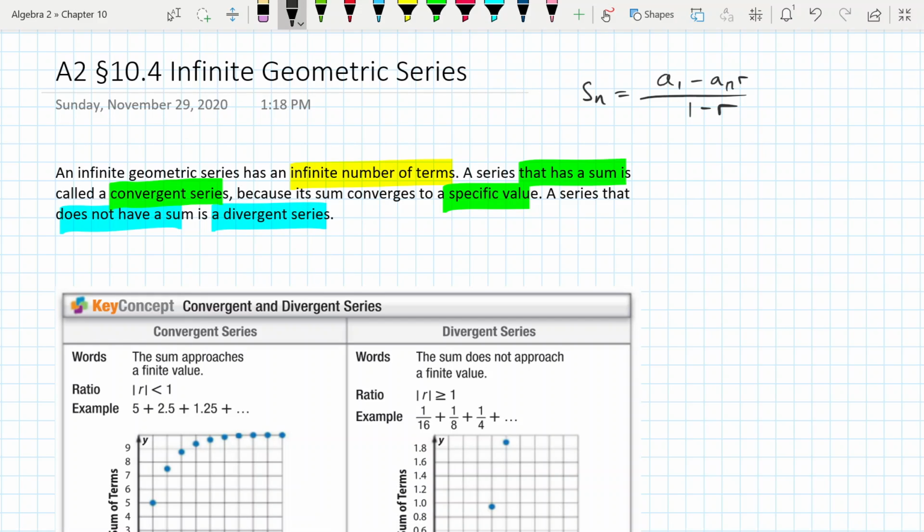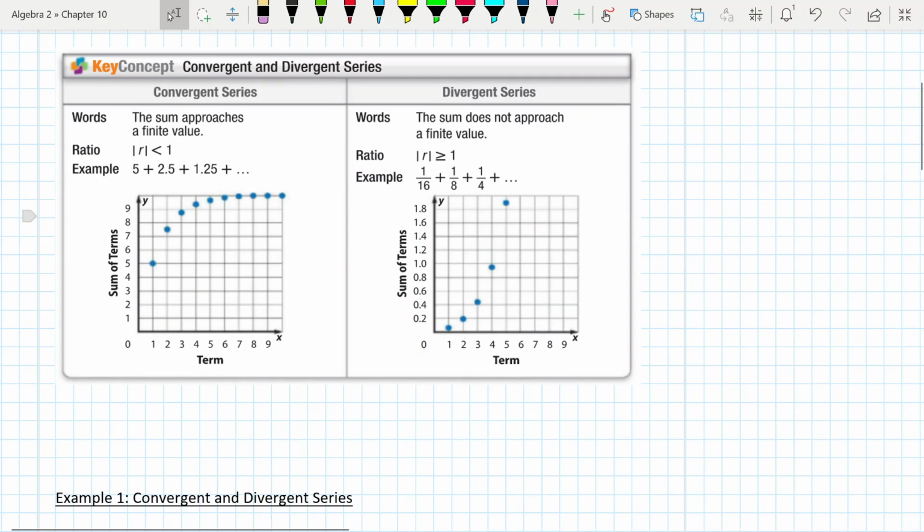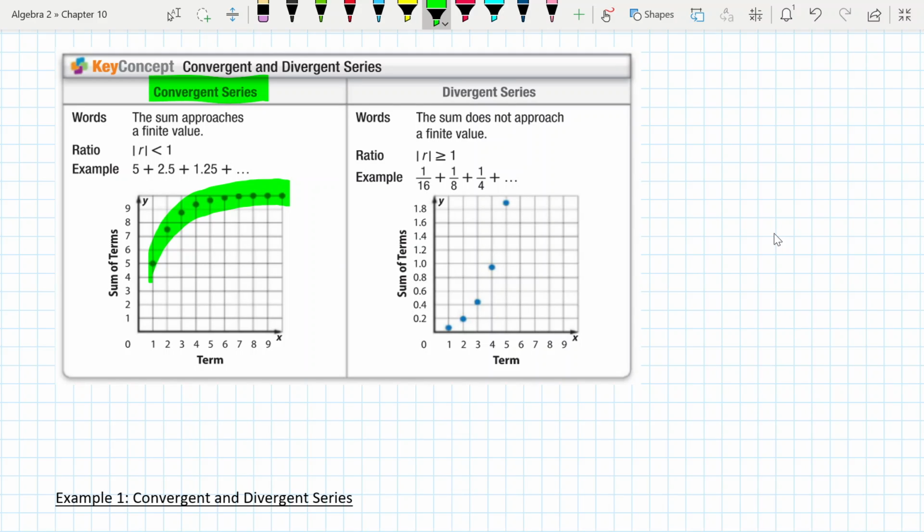Okay. If you remember, a geometric series was very much like an exponential function. And if you take a look here at the two, if you look at the path of the convergent series, you notice it's like a logistic growth model. It comes up to a point, and at a certain point, it just stops getting any bigger. That's the value that it's going to sum to. So that's what a convergent series is going to look like.